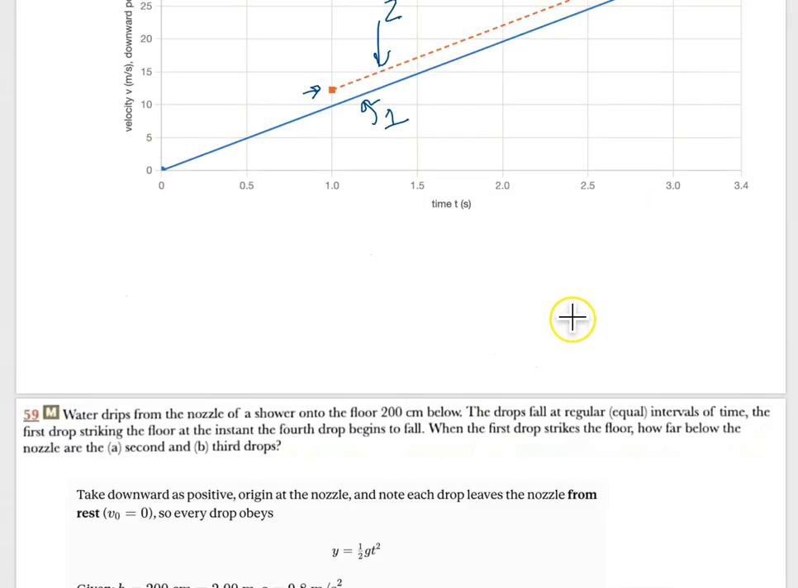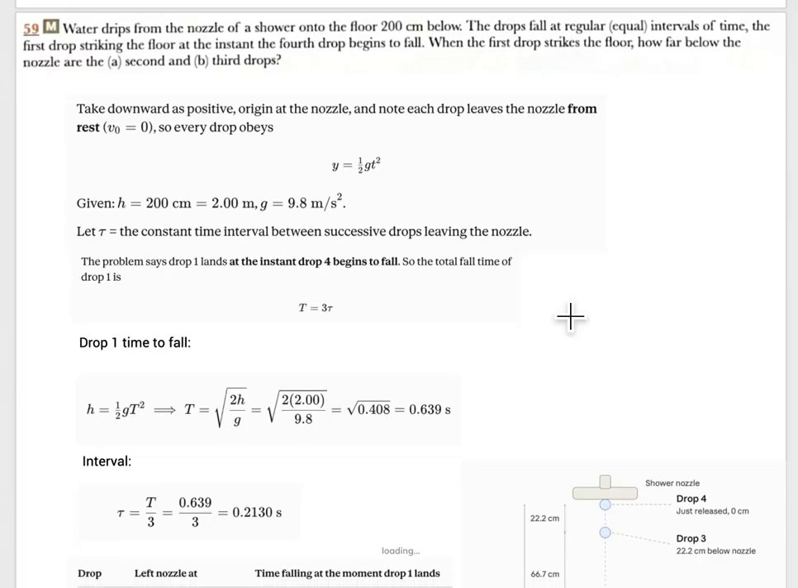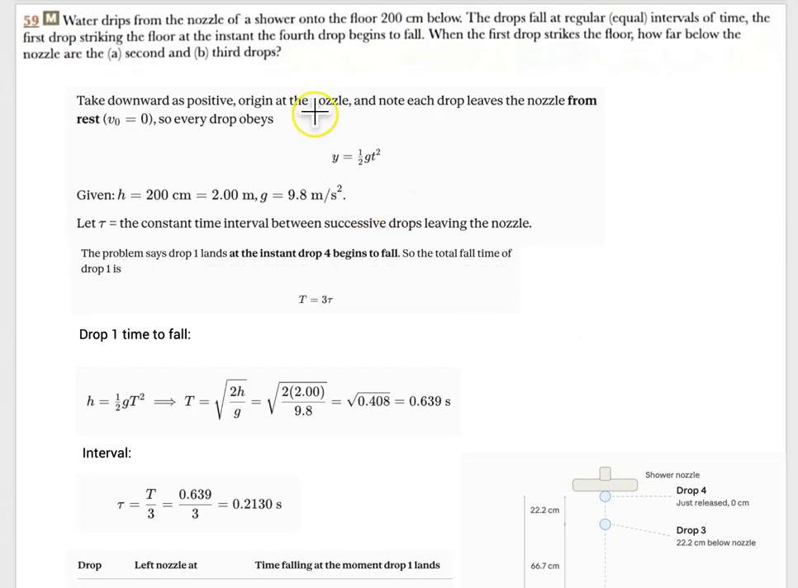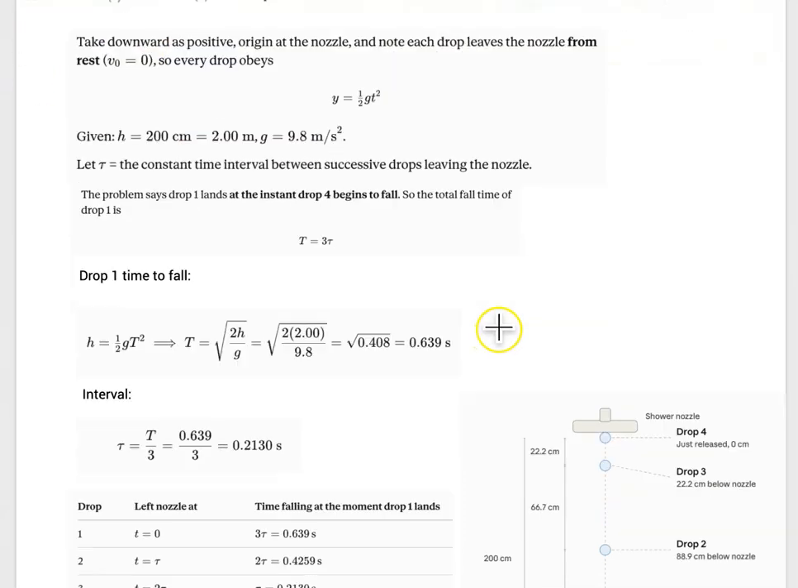For the next question, this one is number 59. We have water dripping from the nozzle of a shower onto the floor 2 meters below, or 200 centimeters. The drops fall at regular equal intervals. And so the first drop strikes the floor at the instant the fourth drop begins to fall. When the first drop strikes the floor, how far below the nozzle are the second and third drops?